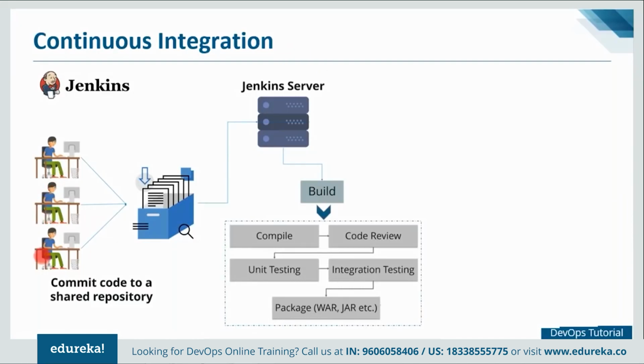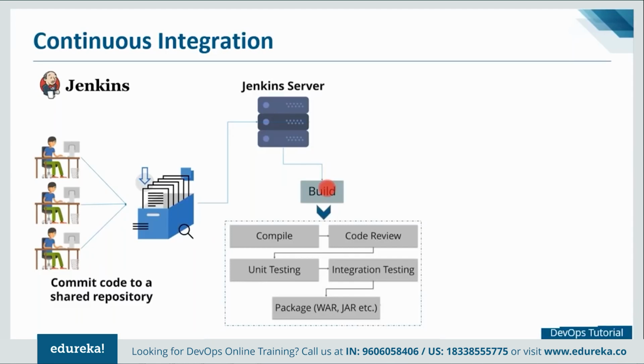So here we have multiple developers which are writing code for a particular application, and all of them are committing code to a shared repository, which can be a Git repository or a Subversion repository. From there, the Jenkins server, which is nothing but a continuous integration tool, will pull that code the moment any developer commits a change in the source code. The moment any developer commits a change in the source code, Jenkins server will pull that, it will prepare a build. Now, as I have told you earlier as well, build does not only mean compiling the source code.